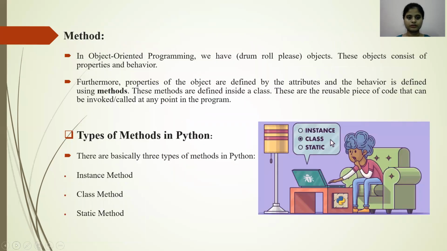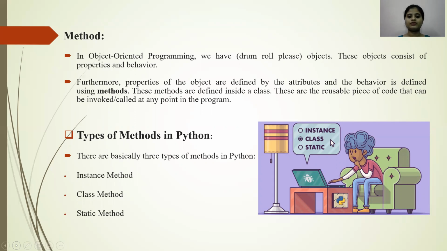Let us talk about the third type, method. In object-oriented programming, we have objects. These objects consist of properties and behavior. Furthermore, properties of the object are defined by attributes and the behavior is defined by using methods. These methods are defined inside a class. These are the reusable piece of code that can be invoked or called at any point in the program.